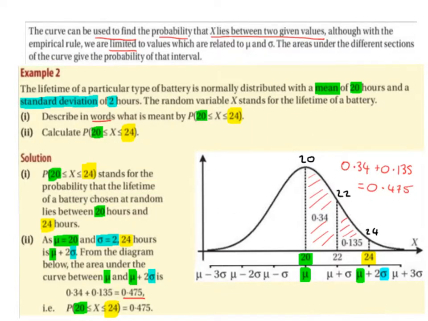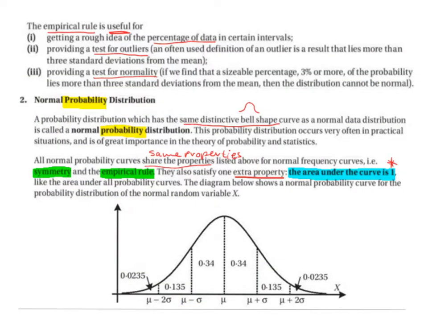So therefore, the probability that x lies between 20 and 24 is 0.475. So the empirical rule is useful for the following: getting a rough idea of the percentage of data in certain intervals, providing a test for outliers. An often used definition of an outlier is a result that lies more than 3 standard deviations from the mean.